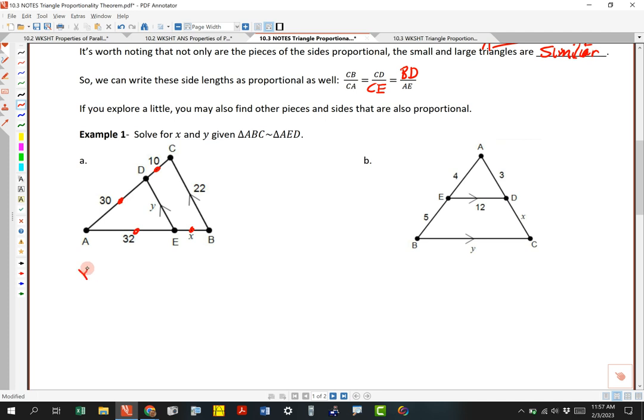So I'm going to do x over 32. If I'm doing this piece to this piece, then I need to do this piece to this piece. So that's going to be 10 over 30.